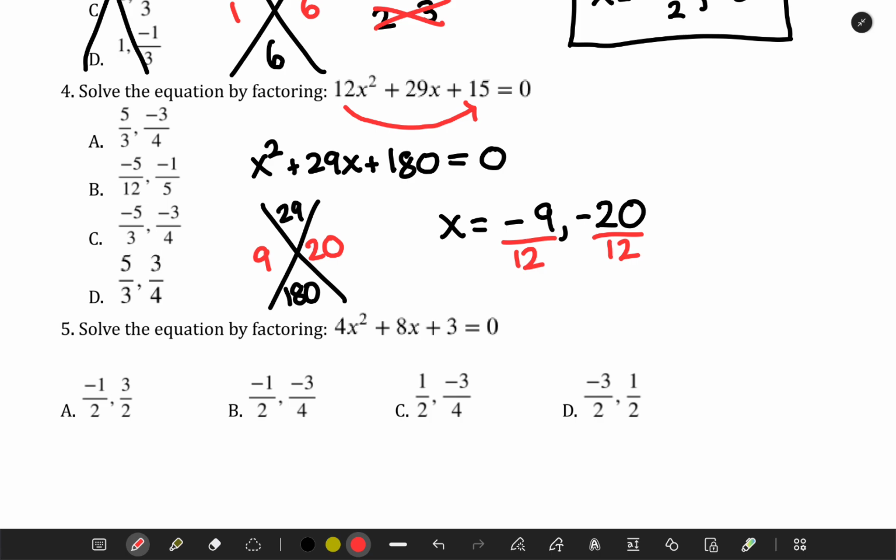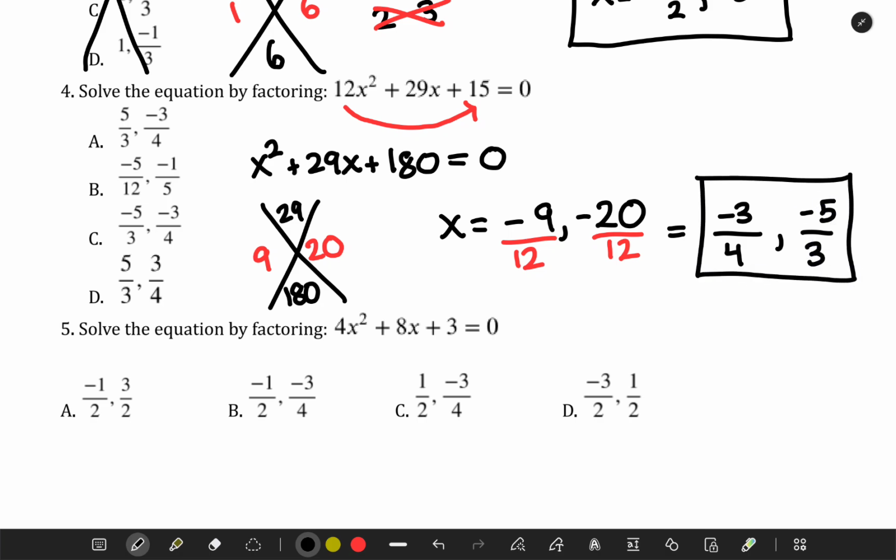Now, you might notice in this problem that we don't actually have 9 over 12 and 20 over 12. We need to simplify. One thing you can do in your calculator, or just from your knowledge of fractions, is just take the division and simplify the fractions. This would have given you negative 3 over 4, and the one on the top should have given you negative 5 over 3. And that's the answer to our problem. That gives us answer choice C.